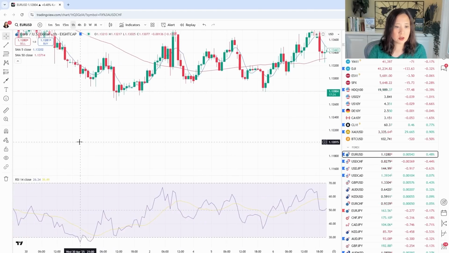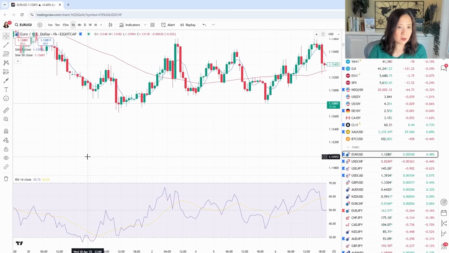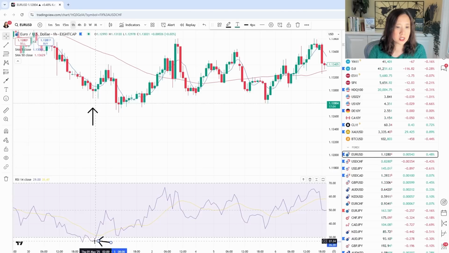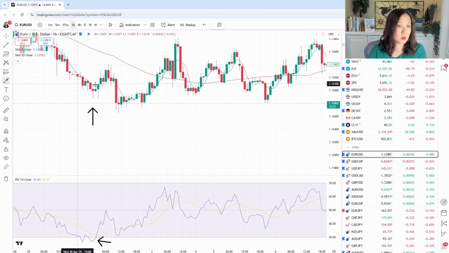Do we have a divergence here? Here, we kind of have a divergence. Here, we basically have price making a new low. So Eurodollar makes a new low here. And once again, we do not have RSI making a new low. This low is higher than this low. Instead of just buying arbitrarily, which you could, we want a confirmation. So you can go long here.